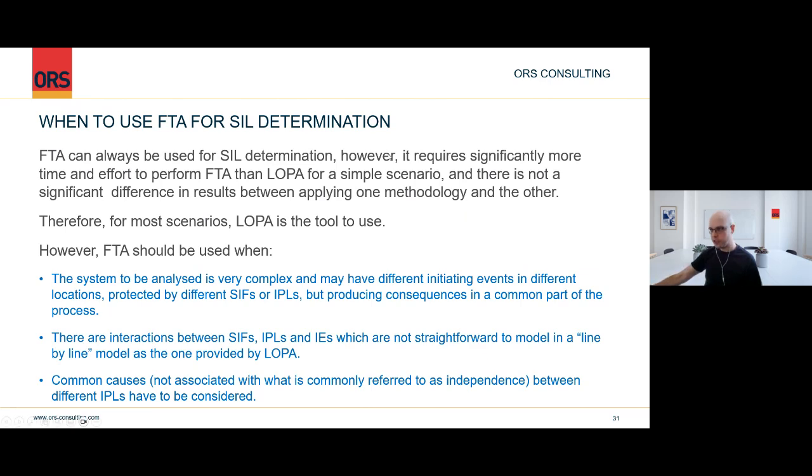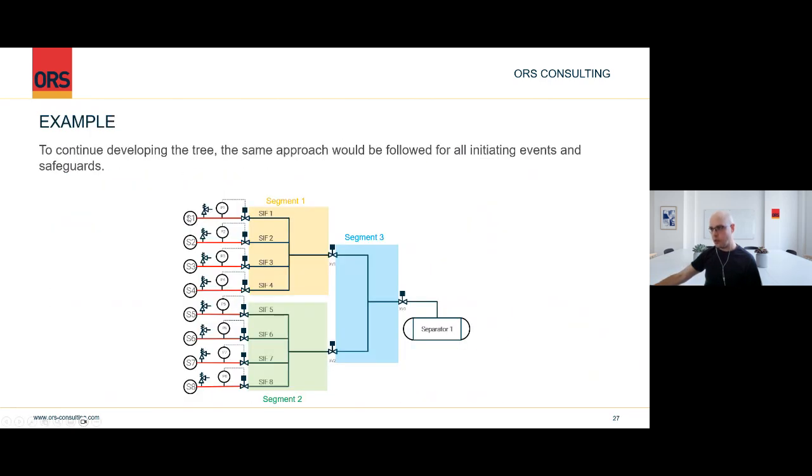However, when you have something like this, where you have multiple SIFs that need to work at the same time, and if any of them fails in a common initiating event, then you have a hazardous consequence somewhere in your system, then you need a fault tree analysis, because a LOPA is not going to give you the level of detail required for this calculation and required to solve this problem.